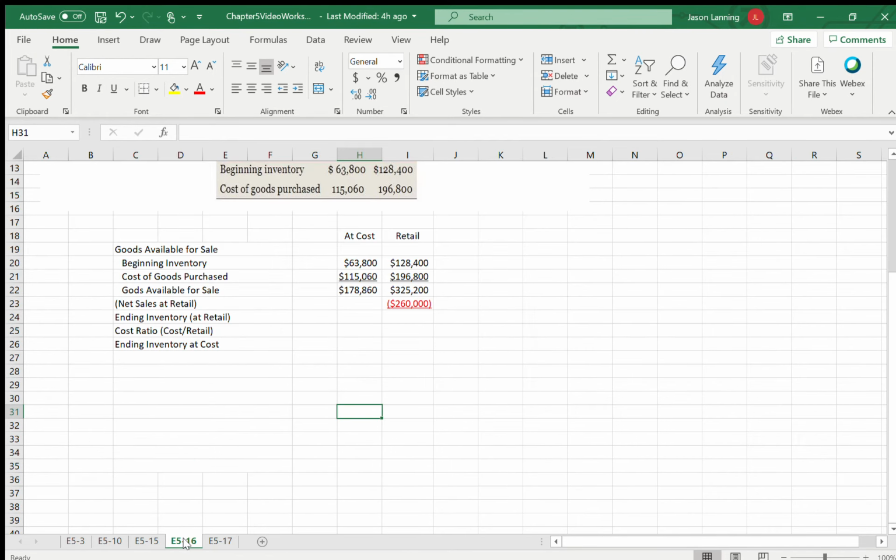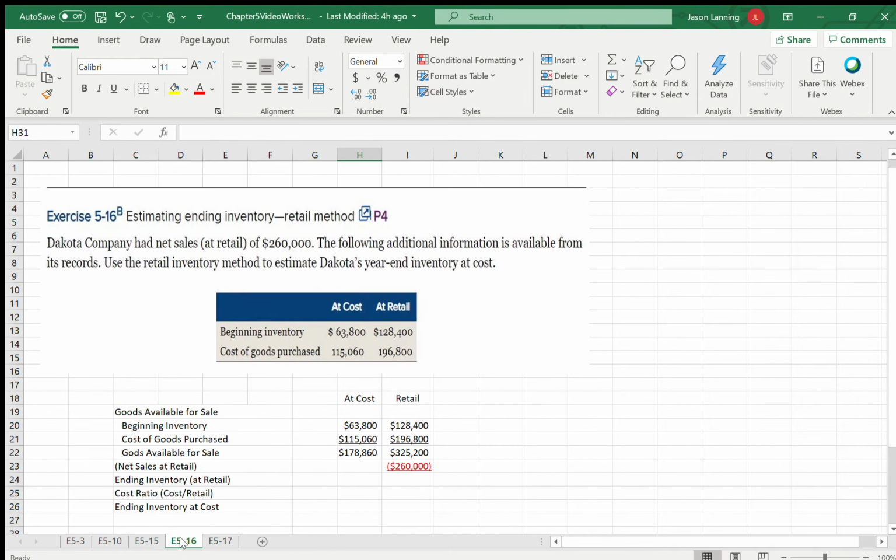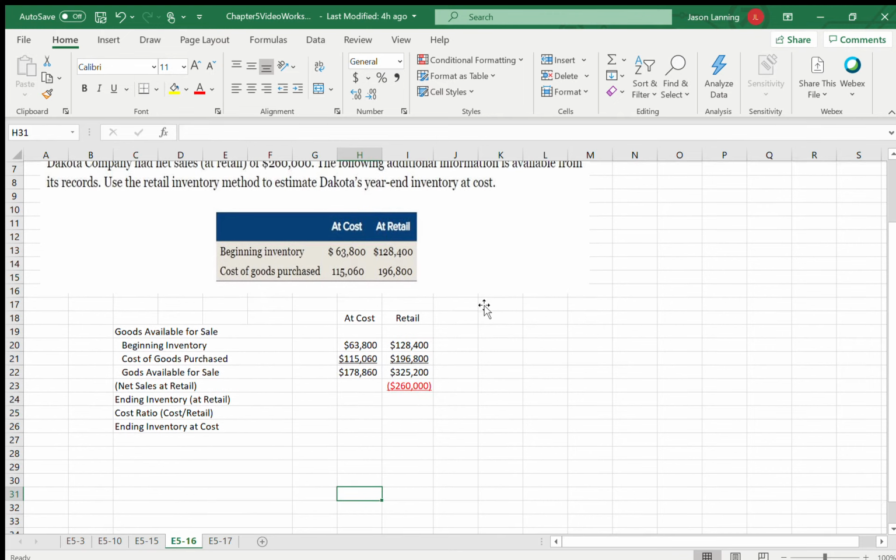All right, so the next one we'll look at, there's two more to go. E5-16 is estimating ending inventory with a retail method. Here we had Dakota Company had net sales of $260,000. The following additional information is available from its records. Use the retail inventory method to estimate Dakota's year-end inventory at cost.